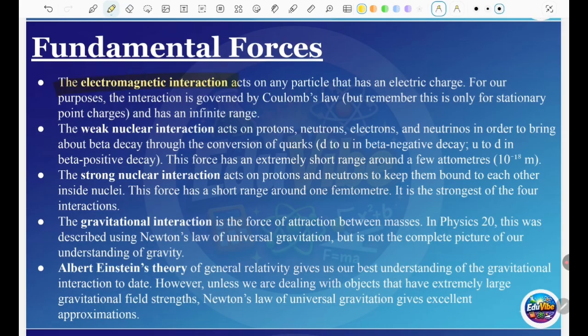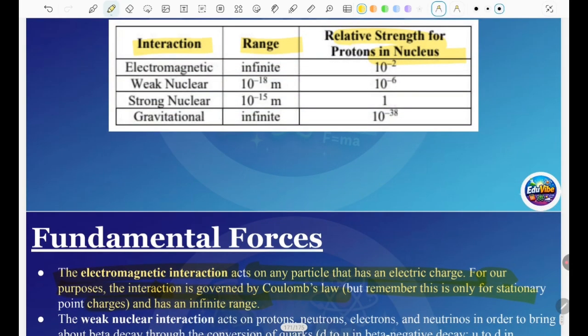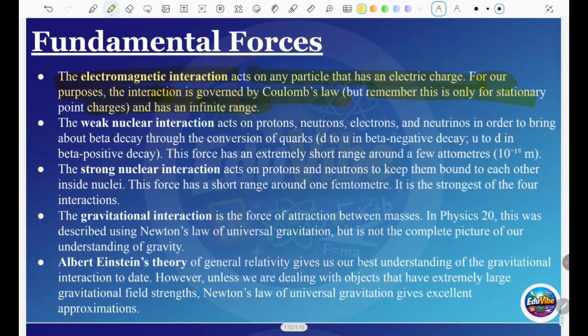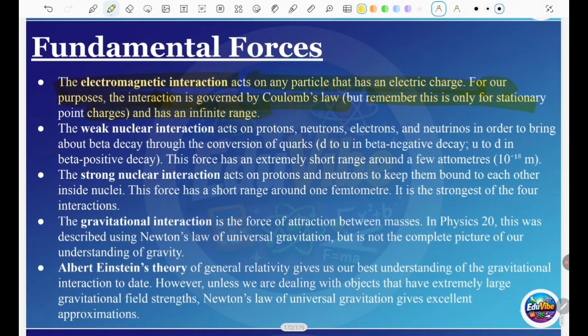The electromagnetic force acts on any particle that has an electric charge. You know that. For our purposes, the force is governed by Coulomb's law, but we remember this is only for stationary point charges, and it has an infinite range. So this is the electromagnetic force, which acts on electric charge.